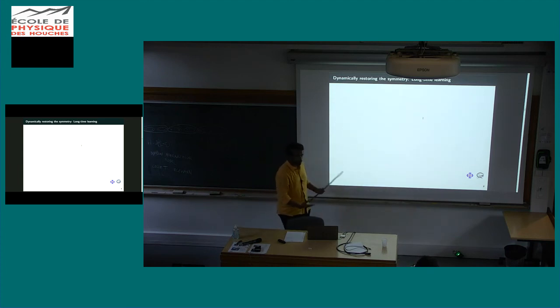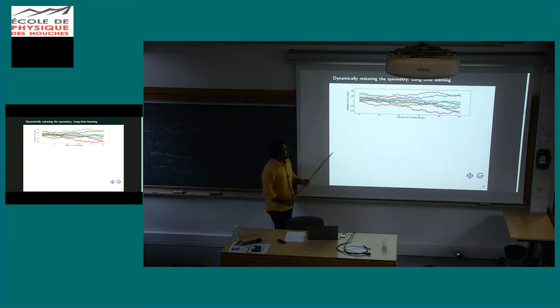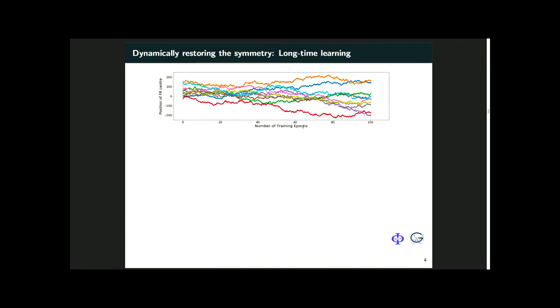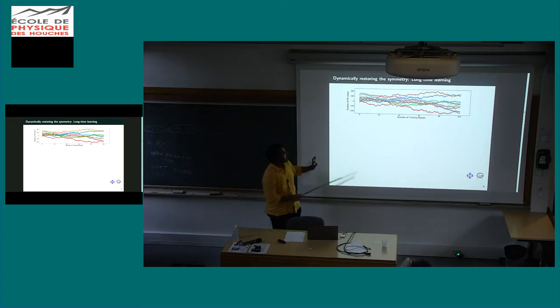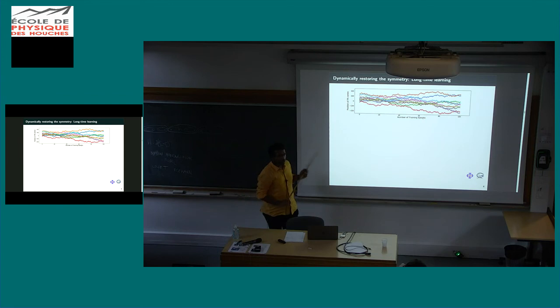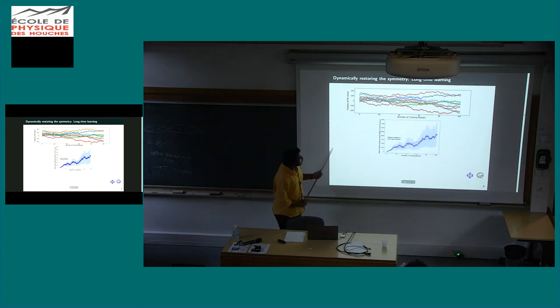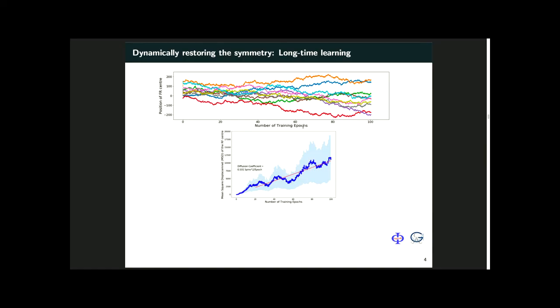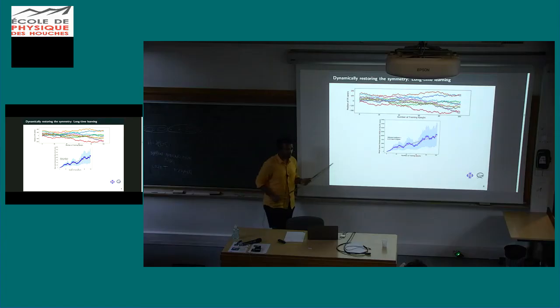If you keep training the machine, if you go longer in the time scale of training, here I'm plotting, also from an RBM with one hidden unit, the center of the peak as a function of the number of training epochs, and this is just a repetition for 10 different experiments. You see that the centers of these peaks actually diffuse on this ring. And if you measure the diffusion constant, it's almost 0.5 spin squared per epoch.